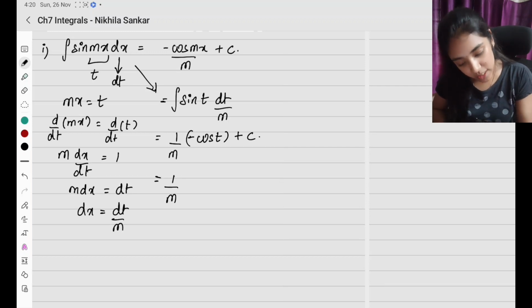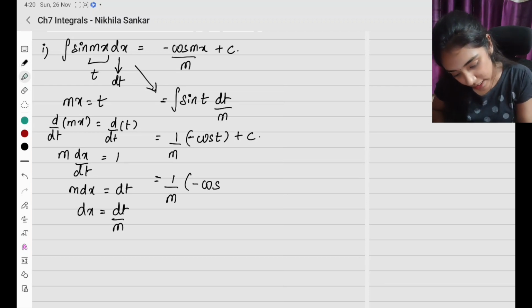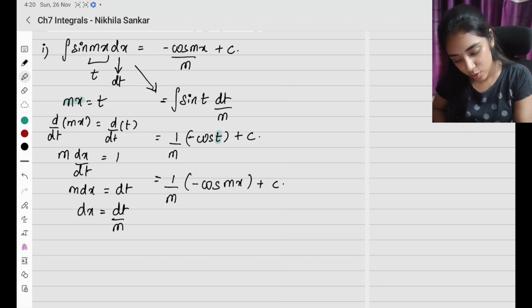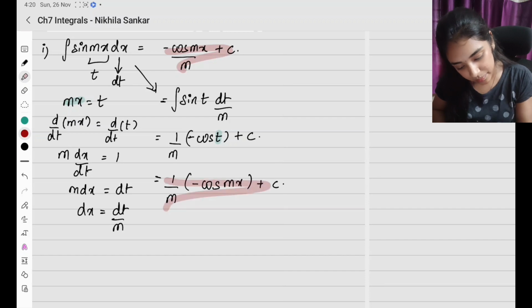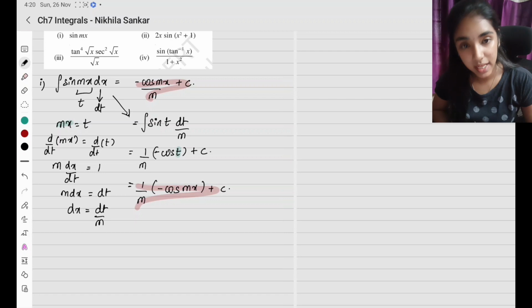இப்போ substitution பண்ணதை திரும்ப resubstitute பண்ணணும். So this is basically minus cos. இந்த t க்கு பதிலா I'm going to put mx again. So mx plus c. So இந்த ஆன்சரும் same. தெரியுதா? So I've got the same answer with substitution method and the normal method.